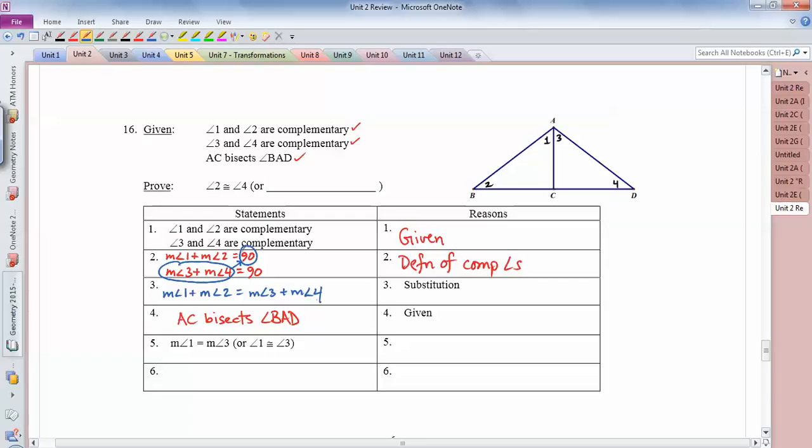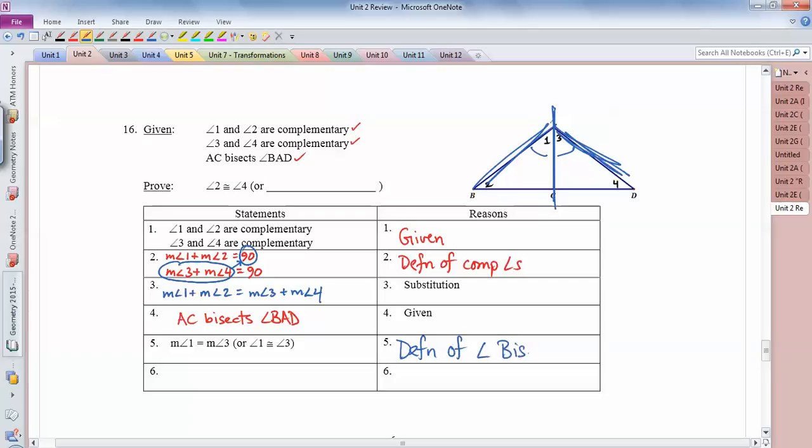Okay, step 4 is AC, this thing, bisects angle BAD, the big angle on top. So if that's a bisector, we know that these two angles should be the same. And that's what the next line says, m1 equals m3. So I have a bisector and I get two little angles that are the same. So remember the one that says if you have a bisector, then you get two equal small angles. That's the definition of angle bisector.